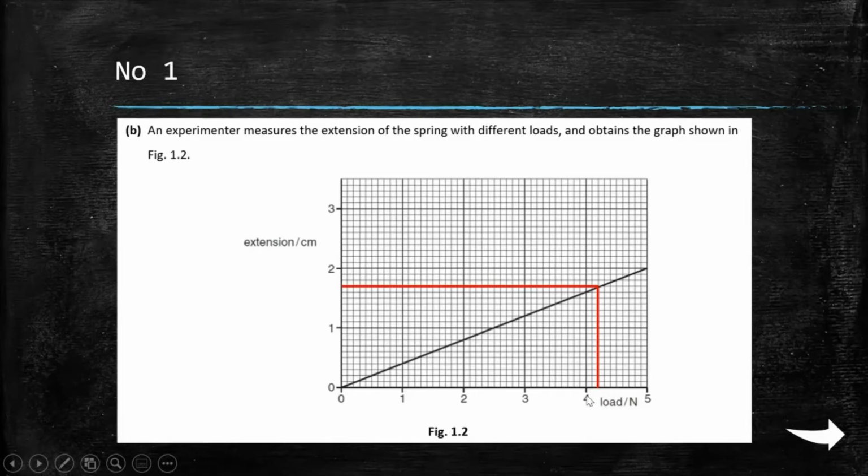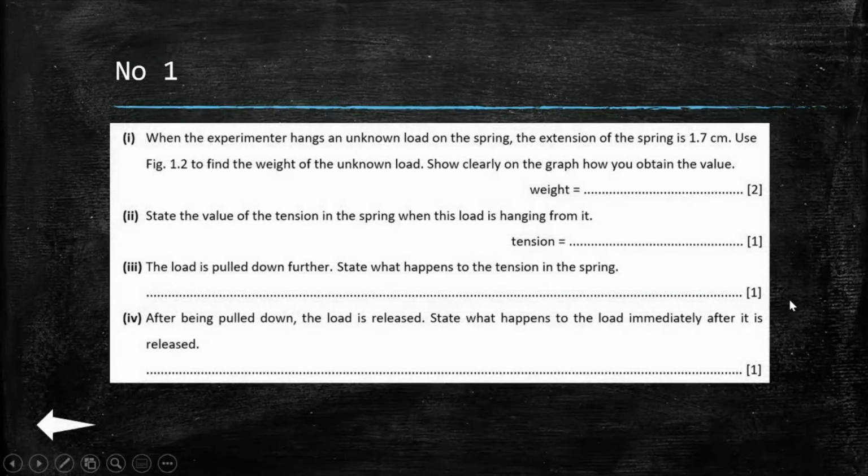Let's count from 4, 4.1, 4.2. So 4.2 is the point where the vertical line meets the x-axis. This means that 4.2 is the value of the load. Now we can answer question 1bi. Question 1bi, weight equals 4.2 Newton.